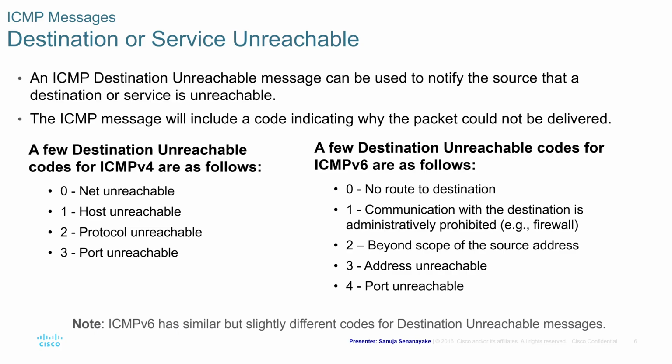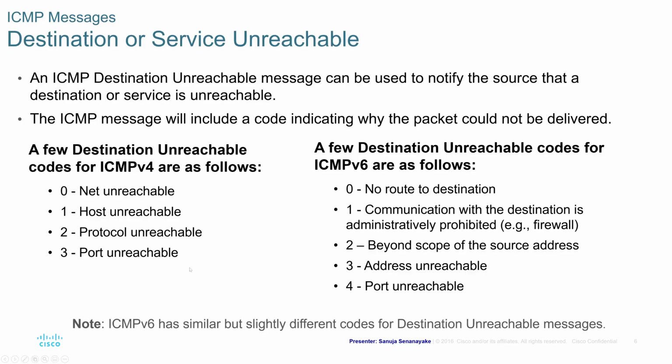Destination or service unreachable. An ICMP destination unreachable message can be used to notify the source that a destination or service is unreachable. The ICMP message will include a code indicating why the packet could not be delivered. A few destination unreachable codes for ICMP version 4 are like this. So they are 0, 1, 2, 3. The 0 would be net unreachable, 1 is host unreachable, 2 is protocol unreachable, and 3 is port unreachable.